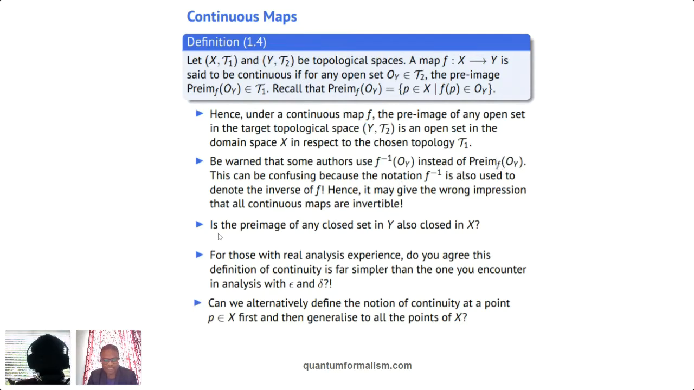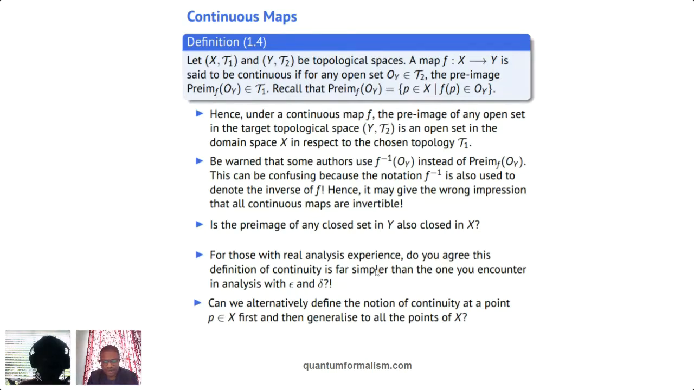Okay, so here's another challenge. This is not for you to answer. Again, we can discuss this on the Discord. We have seen that the pre-image of any open set is open. The question now is whether the pre-image of any closed set in the target space is also closed in the domain space X.